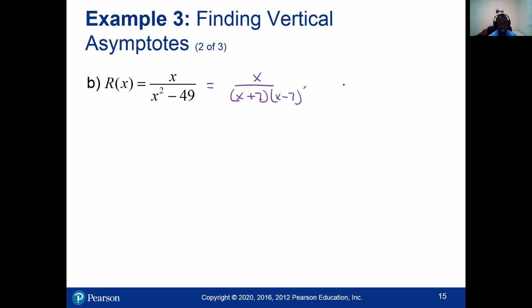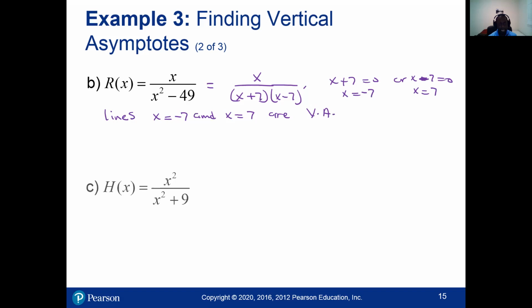Okay, so we take x plus 7 equal to 0, and then x minus 7 equal to 0. So you get x is equal to negative 7, x equal to positive 7. So the lines x is equal to minus 7 and x is equal to positive 7 are your vertical what? Asymptotes. Okay, so there are 2 of them here. There are 2 vertical asymptotes if you graph this function.